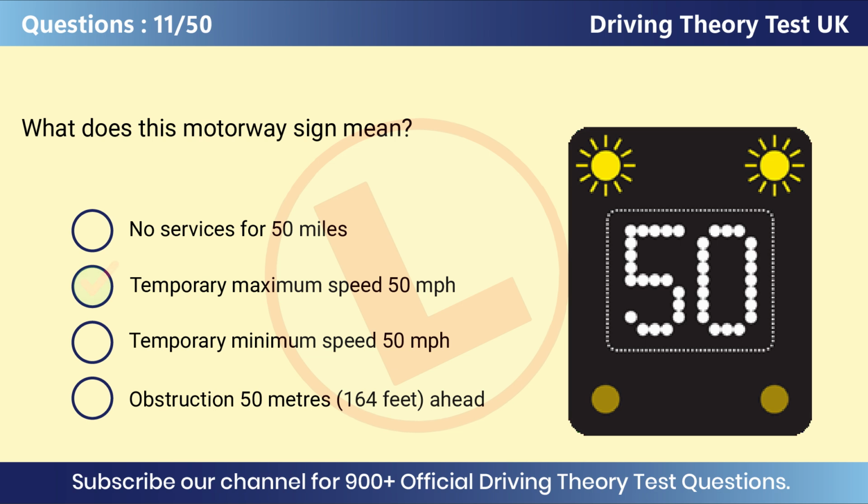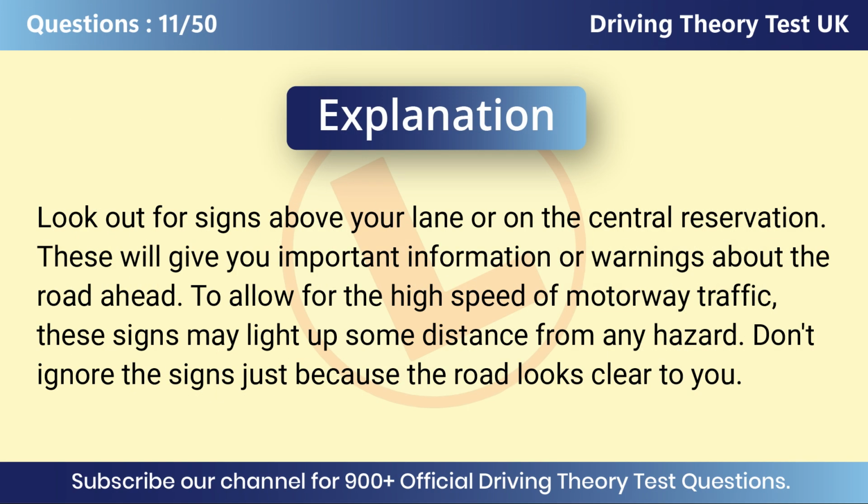B. Temporary maximum speed 50 miles per hour. Look out for signs above your lane or on the central reservation. These will give you important information or warnings about the road ahead. To allow for the high speed of motorway traffic, these signs may light up some distance from any hazard. Don't ignore the signs just because the road looks clear to you.